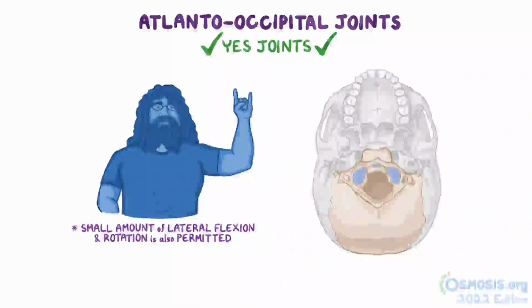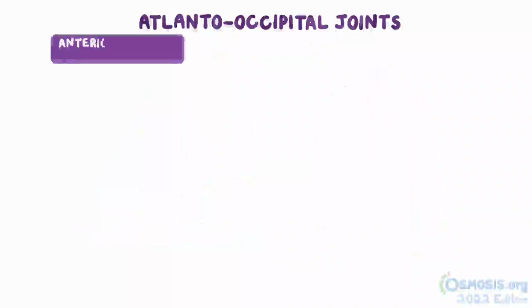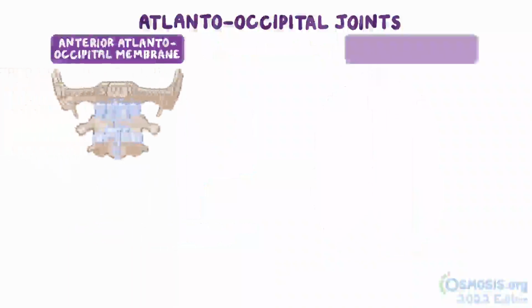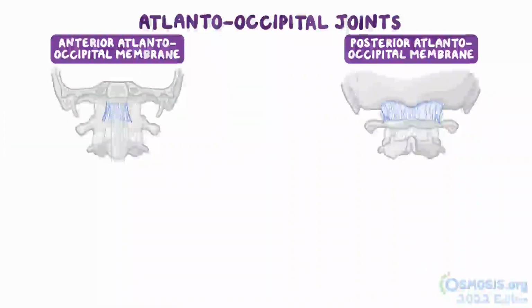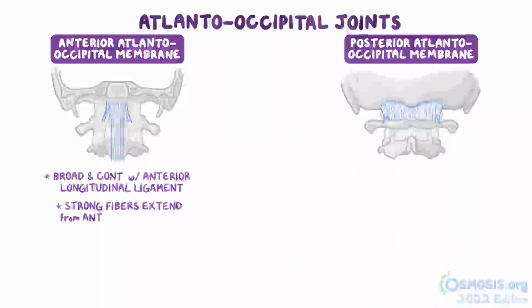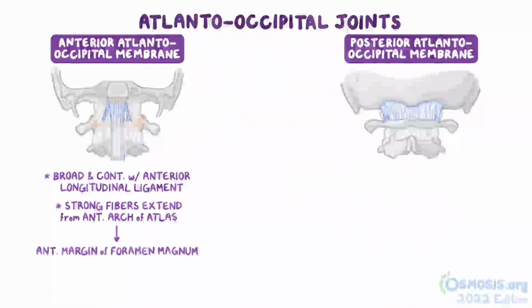The cranium and the atlas are also connected by the anterior atlanto-occipital membrane and the posterior atlanto-occipital membrane. The anterior atlanto-occipital membrane is broad and continuous with the anterior longitudinal ligament. It is made up of strong fibers that extend from the anterior arch of the atlas to the anterior margin of the foramen magnum. The posterior atlanto-occipital membrane continues with the ligamentum flavum.